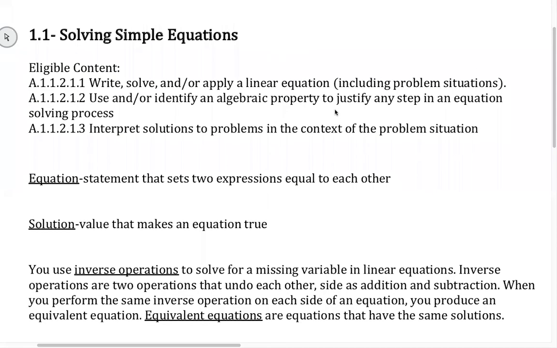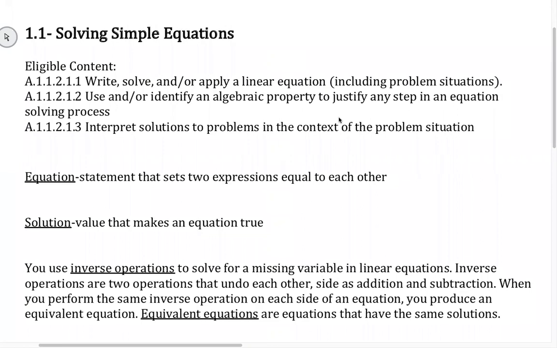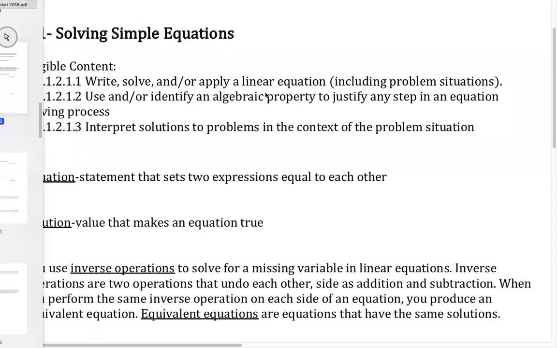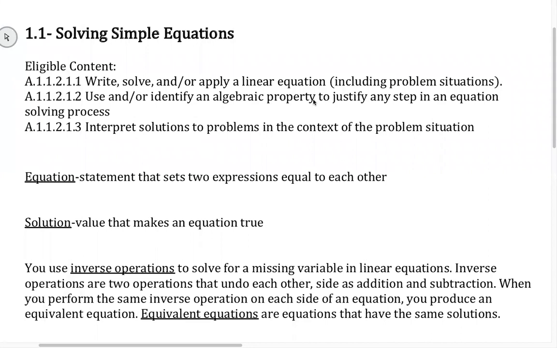All right, let's get started with 1-1, solving simple equations. This is also called solving one-step equations. A one-step equation is an equation that we can solve in doing one step, meaning I just have to do one thing and I get my answer.